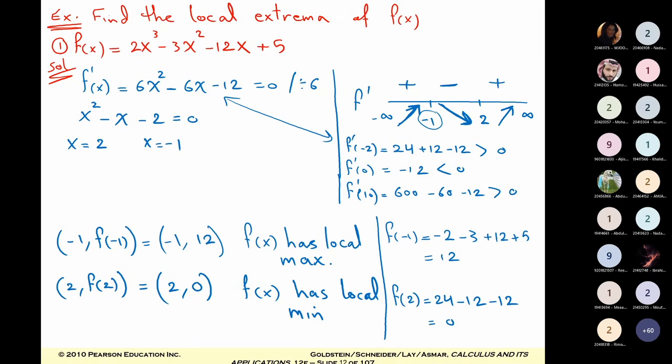We take 6 as a common factor, right? Yeah, you can take 6 as common factor or divide the whole equation by 6 to simplify. Okay, Ibrahim?